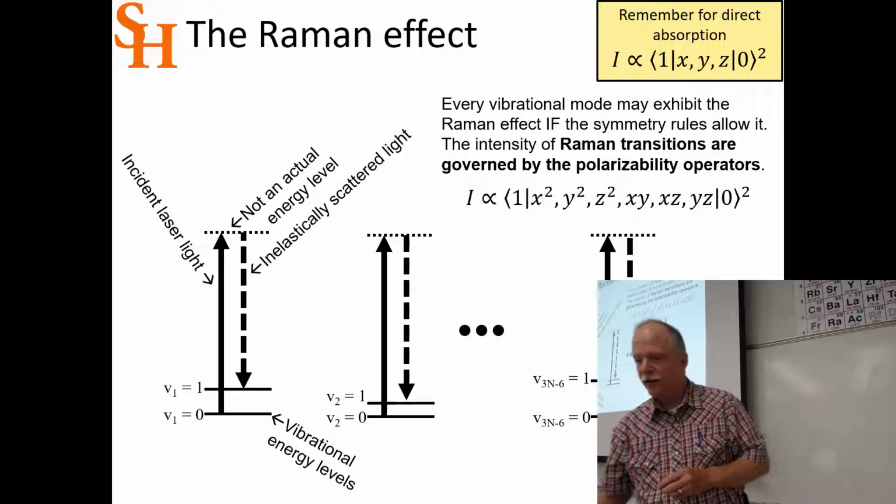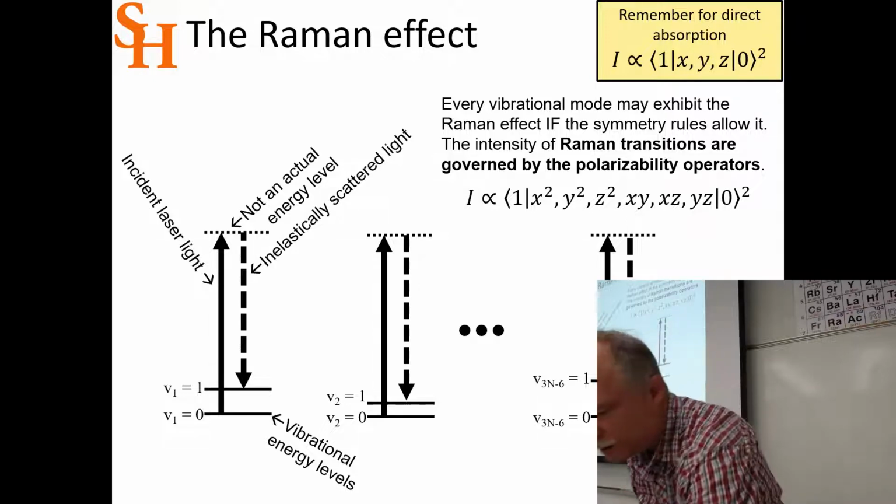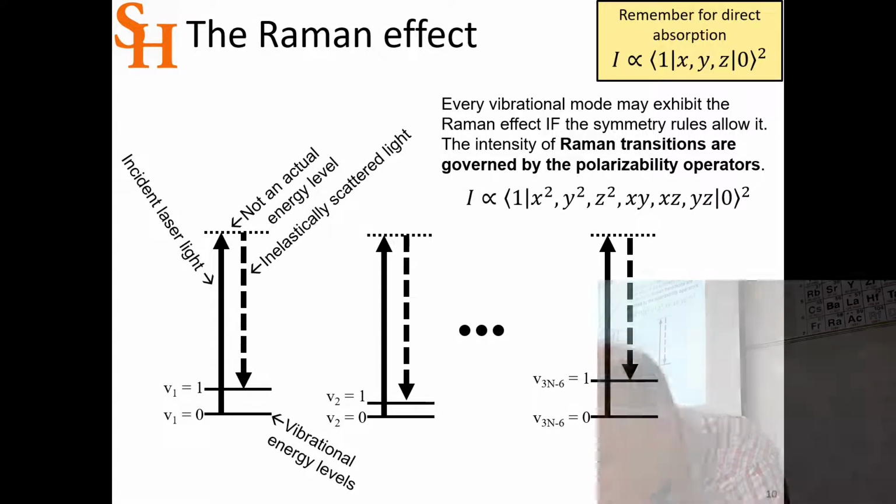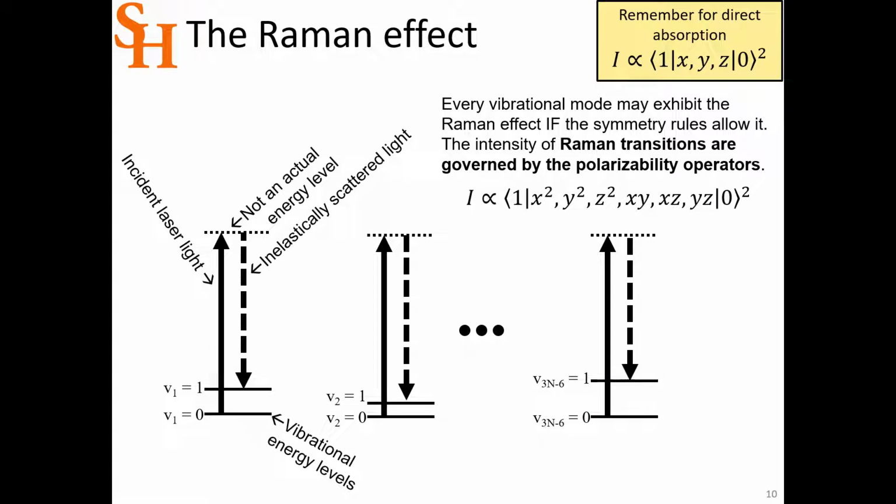Let's look now at some of the symmetries of these different transitions. So we have the incident light. You don't have an actual energy level. That's called a virtual state. And you have the inelastically scattered light. And you have one of these for every vibration in the molecule. Now, they may or may not be Raman active, but you still have that vibrational potential. And only the Raman active peaks are going to have the Raman effect.